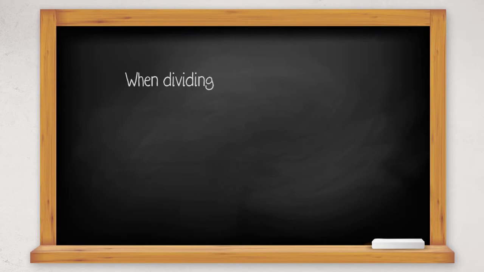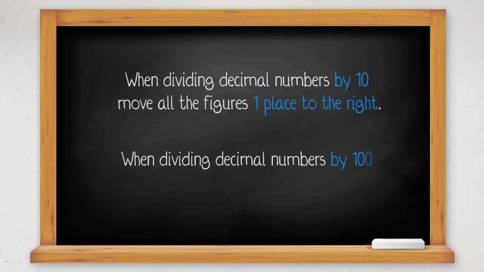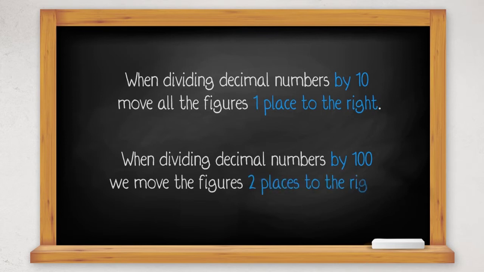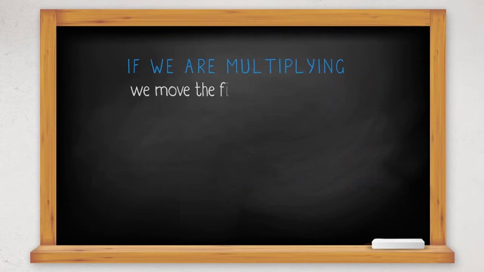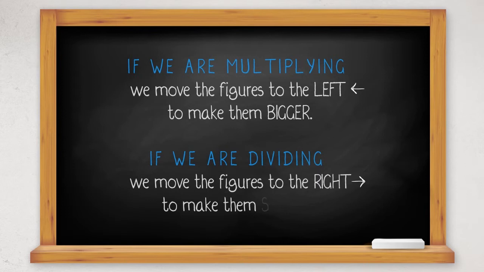An easy rule to remember for dividing decimal numbers by 10 is to move all the figures in the number 1 place to the right. When dividing by 100, we move the figures 2 places to the right. There is 1 zero in 10, so we move the figures 1 place. There are 2 zeros in 100, so we move the figures 2 places. If we are multiplying, we move the figures to the left to make them bigger. If we are dividing, we move the figures to the right to make them smaller.